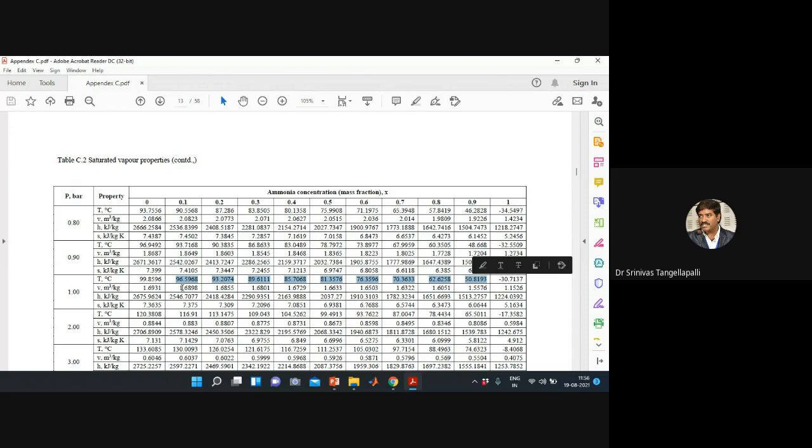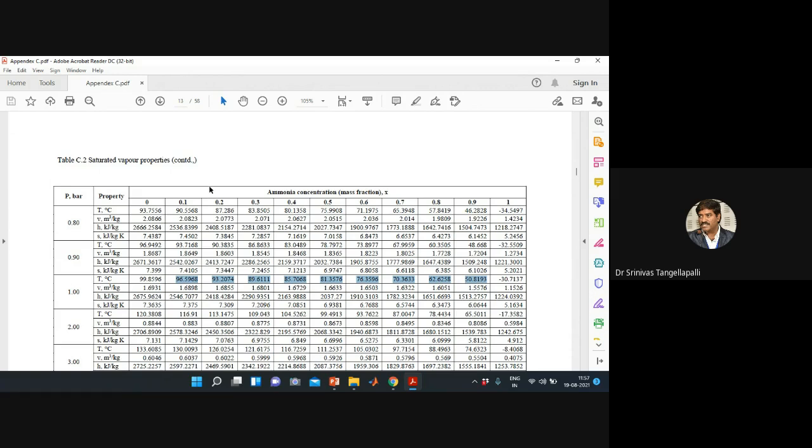See here it's changing: 96.59, 93, 89. It's decreasing and going to 50.8193 degrees centigrade at 0.9 concentration at 1 bar. Now, could you give the name for these temperatures? They refer to the saturated vapor conditions, that means where the phase change is completed.